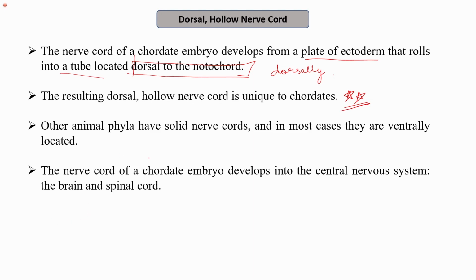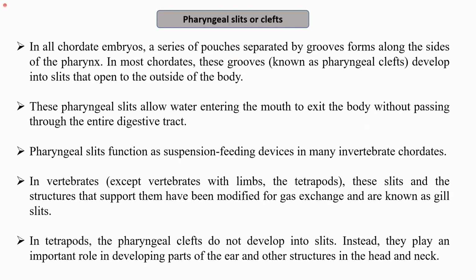Other animal phyla have, as I was mentioning, solid nerve cords, and in most cases they are ventrally located. The nerve cord of a chordate embryo develops into the central nervous system, the brain and the spinal cord. So basically, the nerve cord further develops into the brain and the spinal cord that forms the central nervous system in the chordates. The next point is the pharyngeal slits or the clefts.